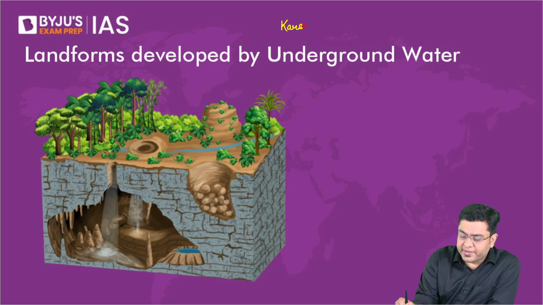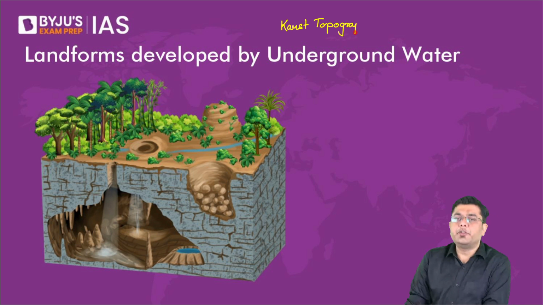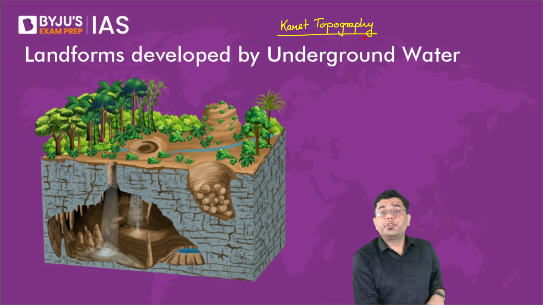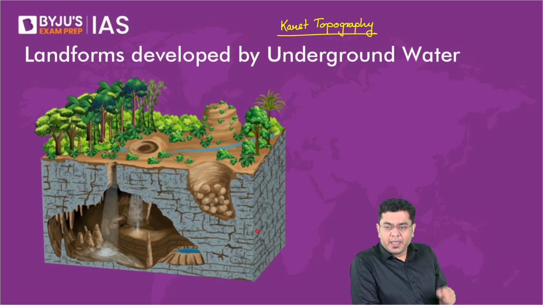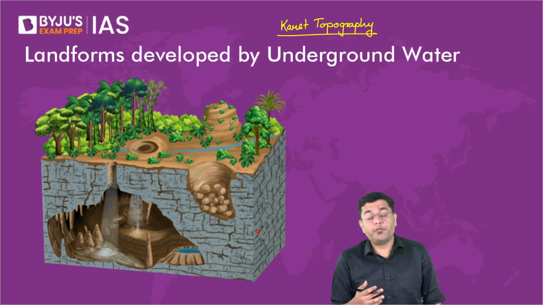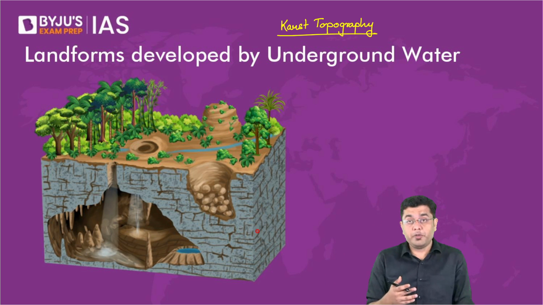Why is it referred to as karst topography? That is because these kinds of landforms were first experienced in the karst region of the erstwhile country of Yugoslavia. That is why the name karst topography. Now, this kind of landform is witnessed in many parts of the country, be it the region of Meghalaya, where it is very dominant around Cherrapunji, or even in Karnataka, you'll find many of these. So that is where you have these landforms.